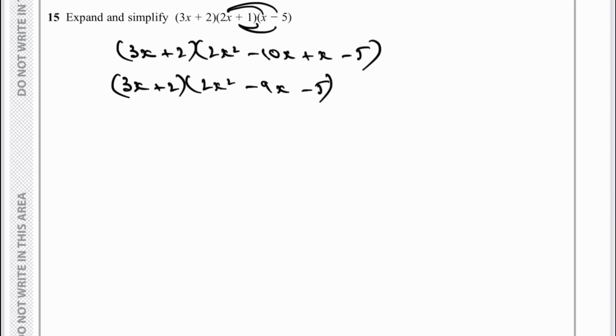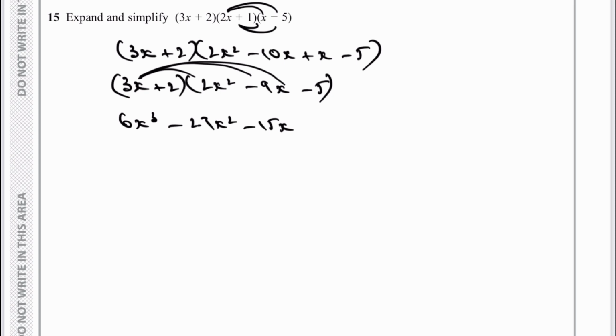Okay, and then I do exactly the same process. Again, I completely ignore the plus 2. I'm just going to multiply through by 3x. I'm going to get 6x cubed, just be careful there. Then 3x times minus 9x is going to give me minus 27x squared, and 3x times minus 5 is going to give me minus 15x. Okay, so I've finished with my multiplication of 3x.